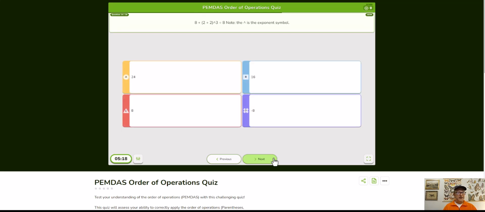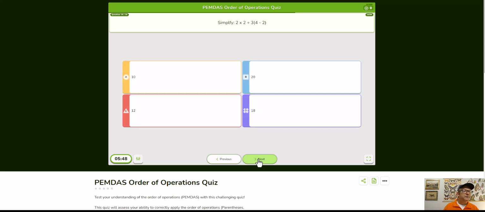Next problem, we've got 8 plus the quantity of 2 plus 2 cubed divided by 8. So we're starting with 2 plus 2, which is 4. We're going to cube 4, which means we're going to multiply 4 by itself 3 times. Well, 4 times 4 is 16. 16 times 4 is 64. So we're going to take 64 divided by 8 to give us 8, and then we're going to add 8 to 8 to get 16.